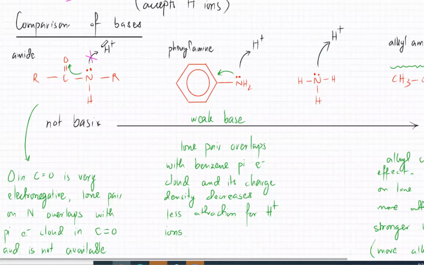So why is the first one not basic? The reason the first one is not basic is because it's next to a very electronegative atom, which pulls the electrons away from nitrogen. So nitrogen doesn't have lone pairs over here because these lone pairs mix with the C=O bond. Oxygen in C=O is very electronegative. Lone pair on N overlaps with the pi electron cloud in C=O and is not available. So it's not going to attract H+. Is that clear? Yes or no? Is this clear? Sir. Yes.